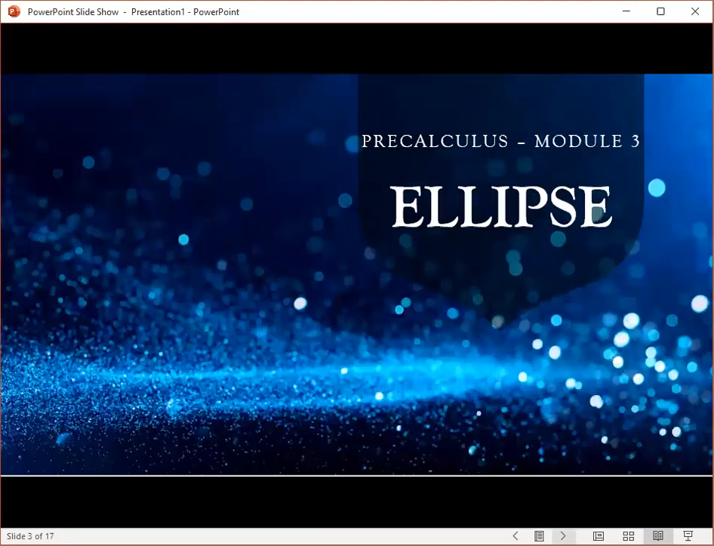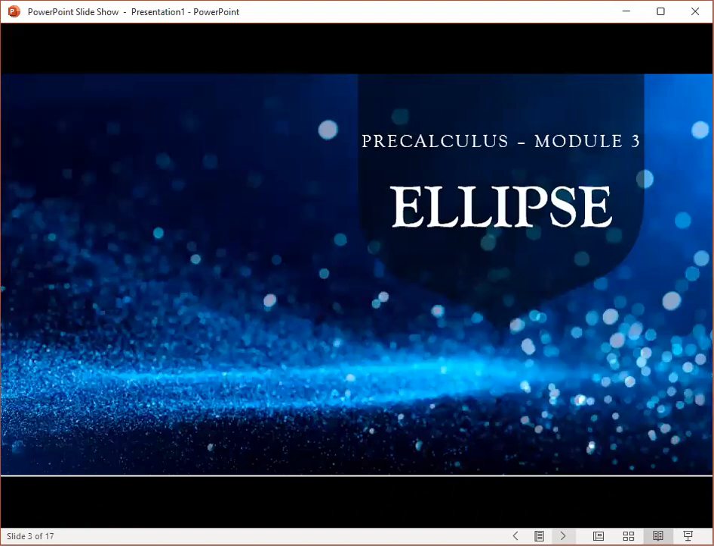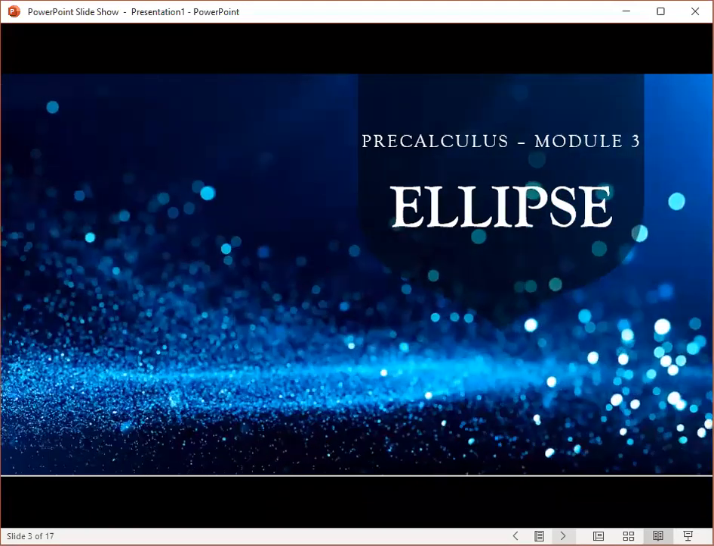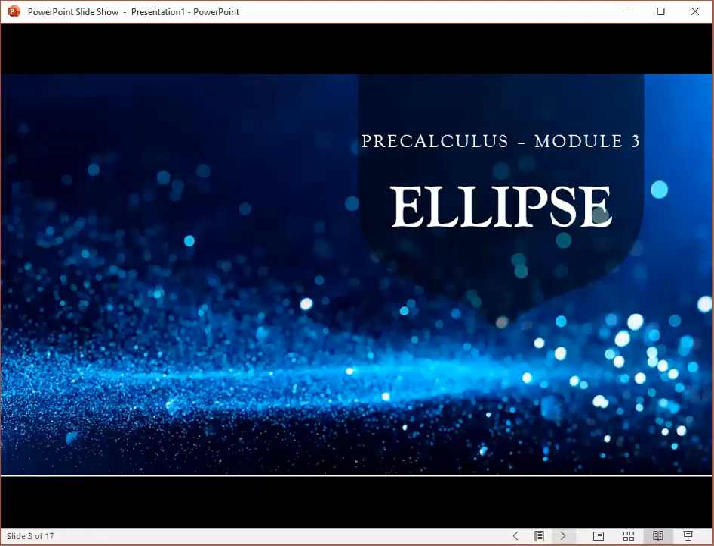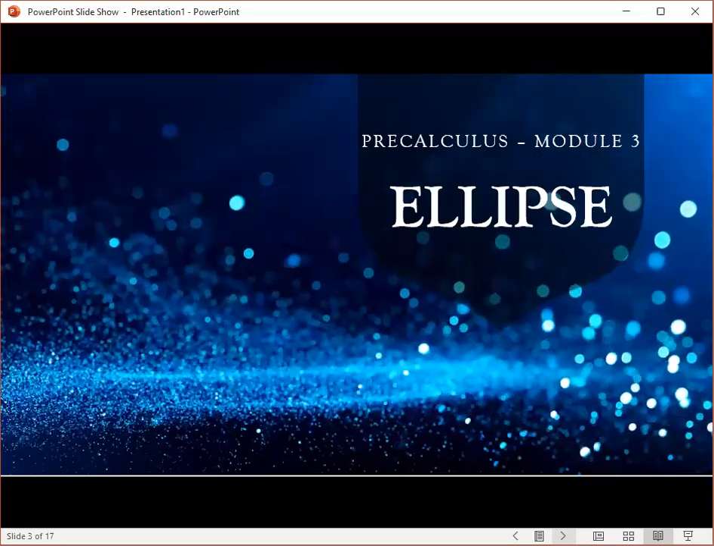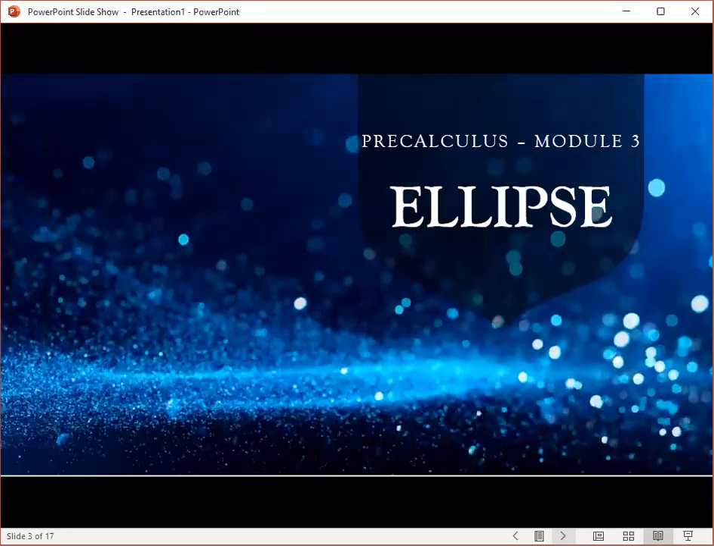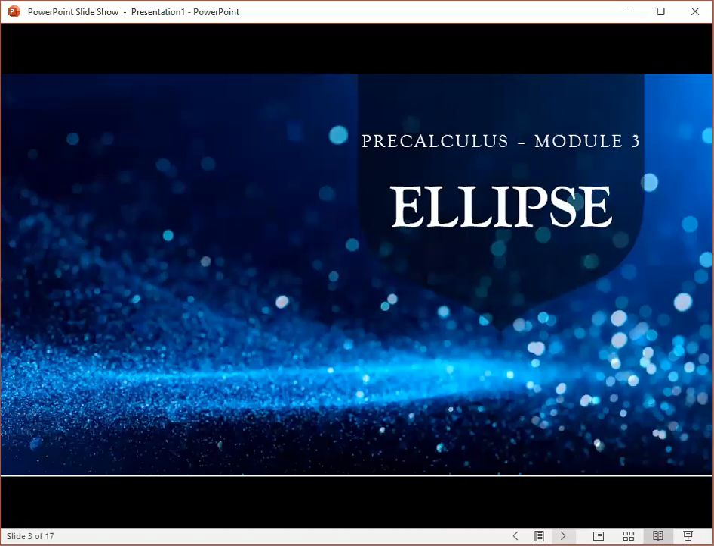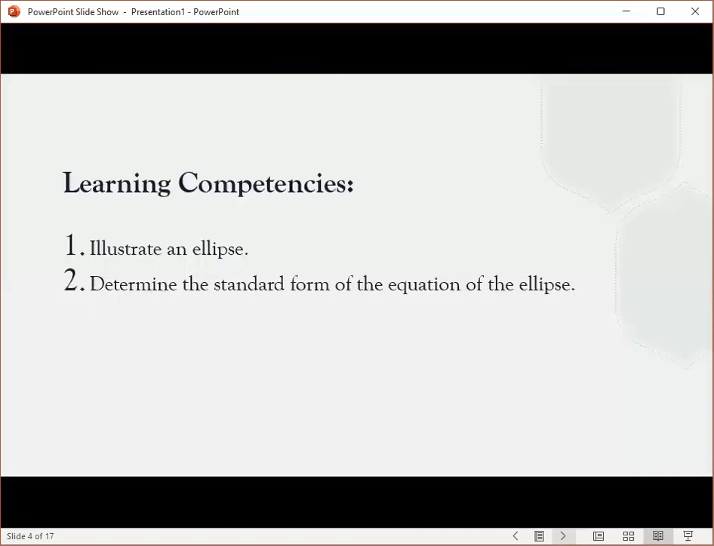Okay, let's proceed now with our lesson for Module 3 in Pre-Calculus, and that is ellipse. And take note again, ellipse is the third type of the conic section. So for today's competency, we'll have only two. First, we need to illustrate what is an ellipse.